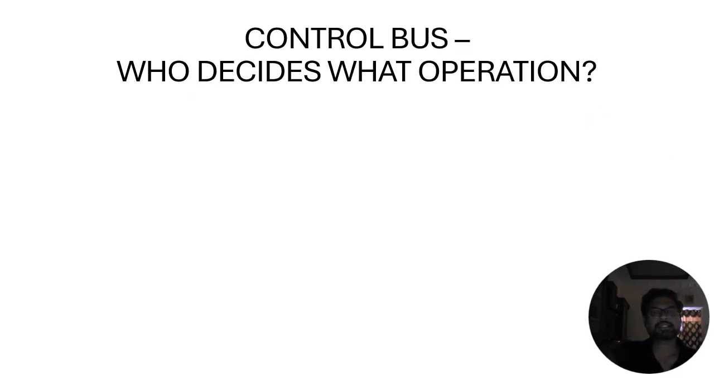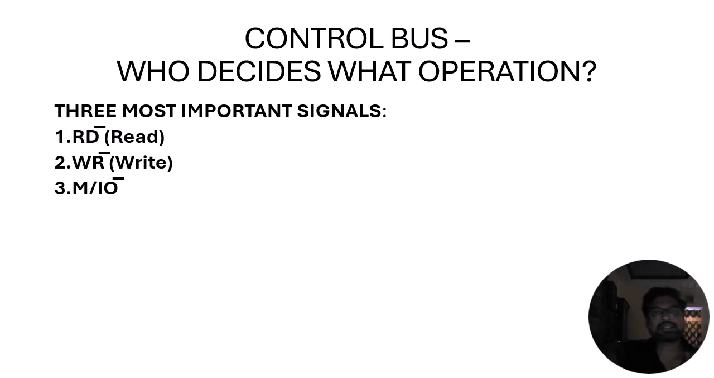Now let us discuss the control bus. Who decides what operation is to be performed? The control bus contains signals, not bits. The three most important signals are read, write, and memory/I/O operations. The active low signal indicates the signal is active when it is 0. The bar means active low.